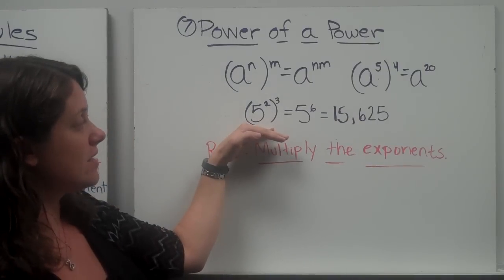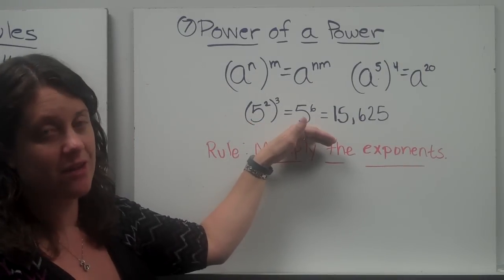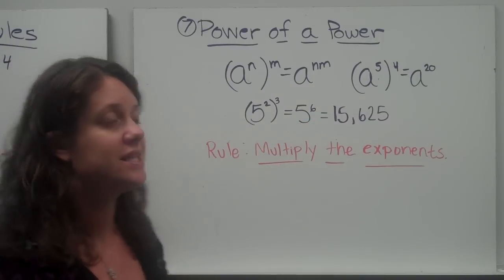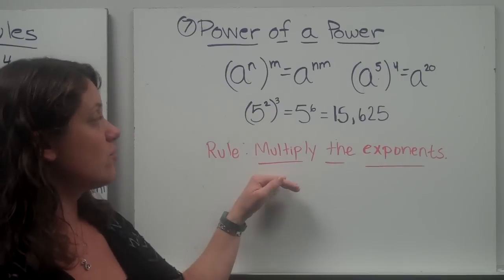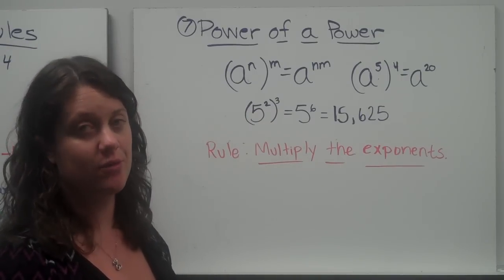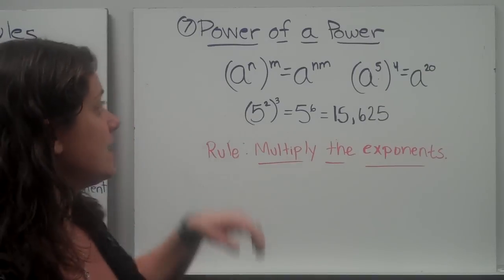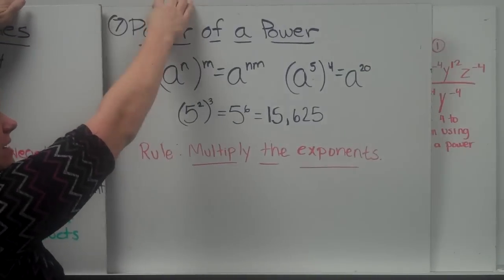Here, 5 squared raised to the 3rd power would be 5 to the 6th. And if I actually multiply that out, I get 15,625. Okay, so again, the rule is with a power of a power, I multiply the exponents and I will get my answer. Okay, lastly, let's revisit this problem from the beginning, this scary, scary problem.